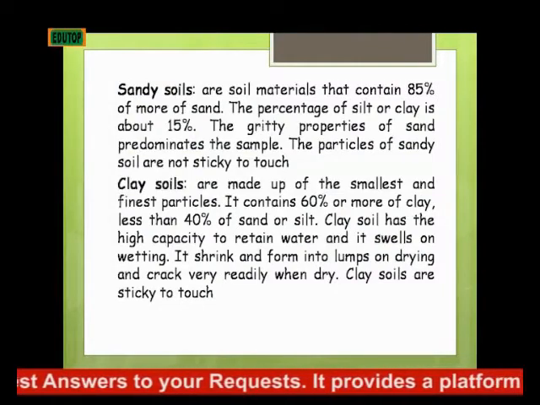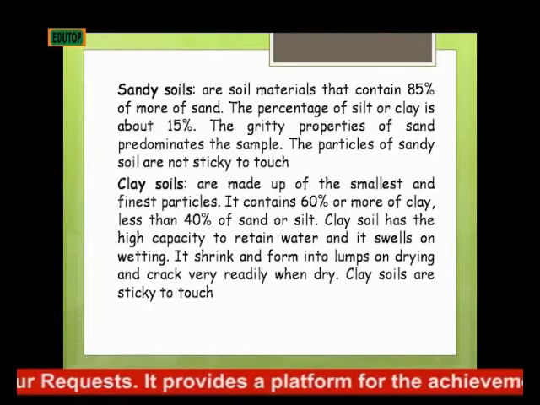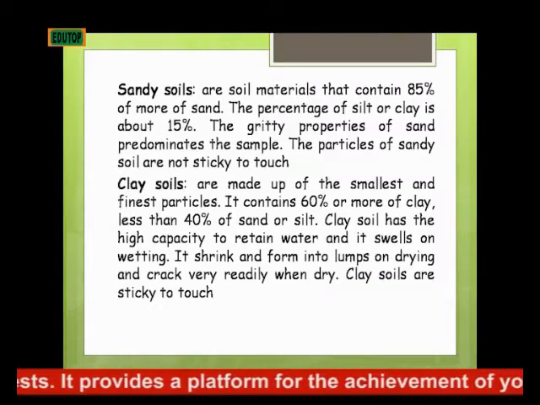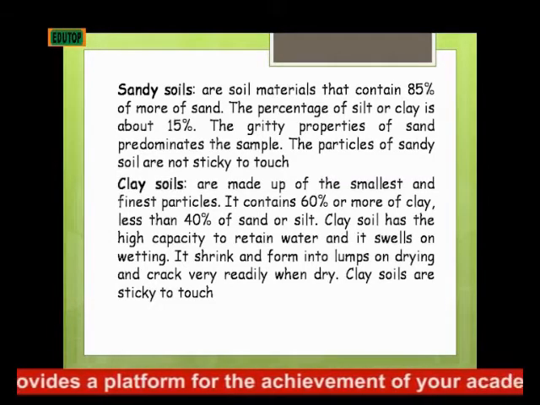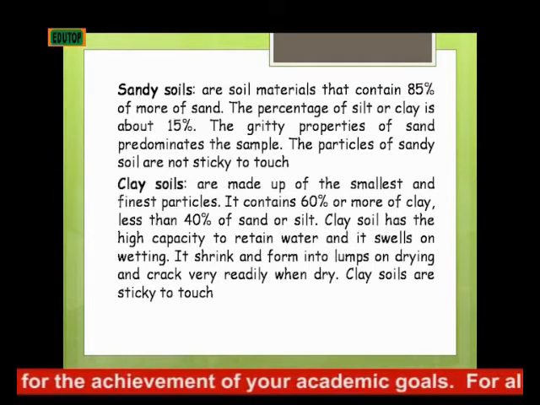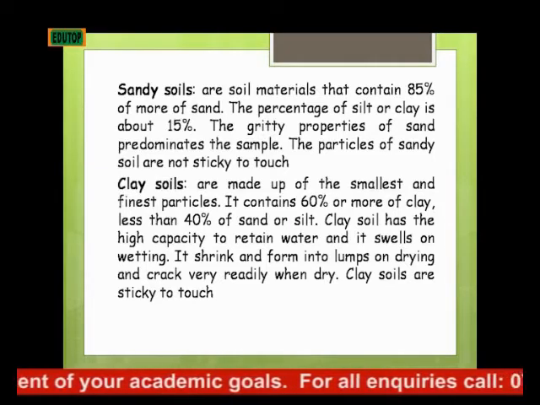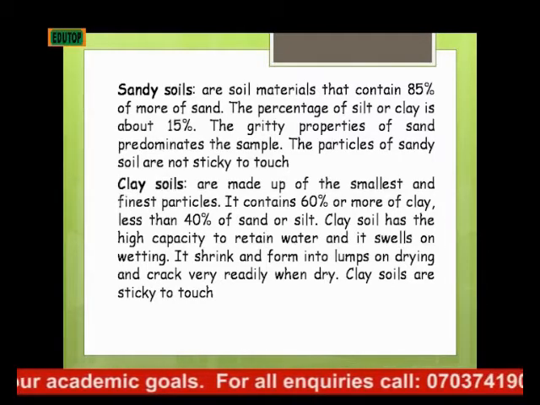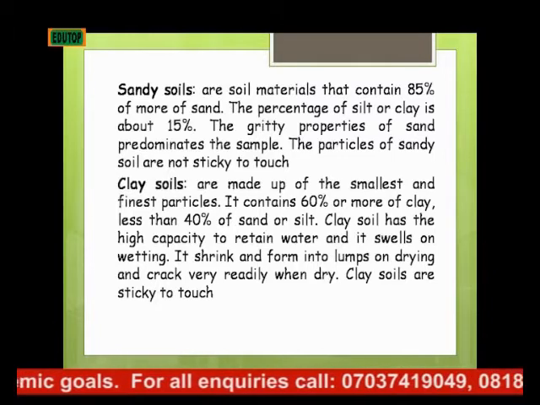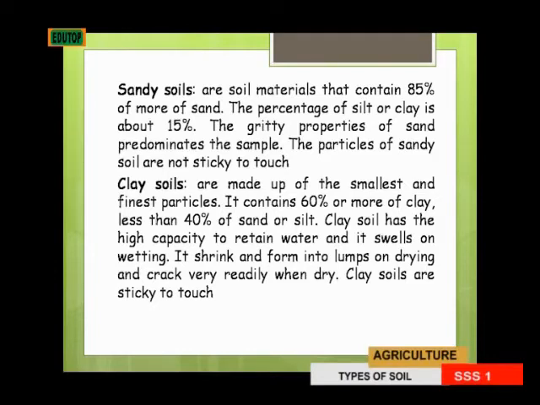Clay soils are made up of the smallest and finest particles. That is, their particles are very small, tiny, and fine to touch. It contains 60% or more of clay, and less than 40% of sand and/or silt. Clay soil has a high capacity to retain water, and it swells on wetting.